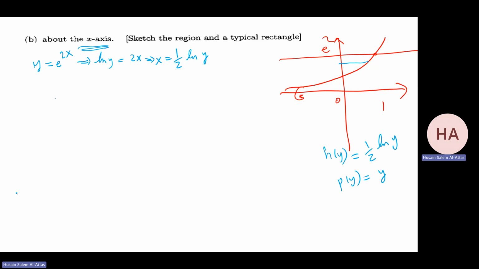So I have V equal 2 pi integral from where to where? Now the y values, from where to where? This is 1, so it's from 1 to e squared, of y times half ln y dy. Okay. Yeah, I think I need to stop here, or let me continue. Yeah, I cannot finish. Let me do the next one.